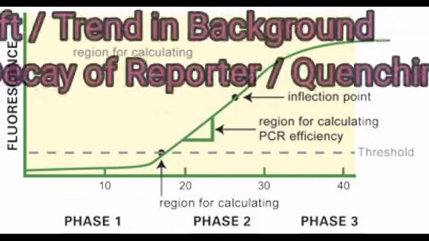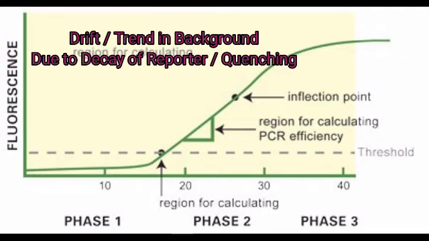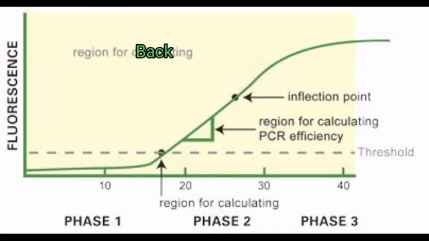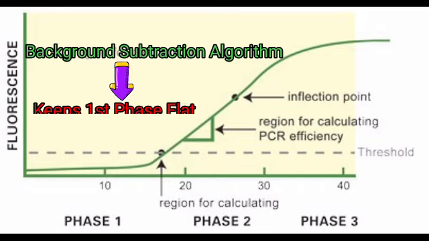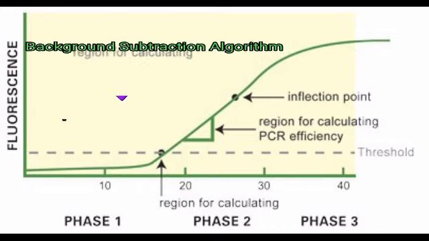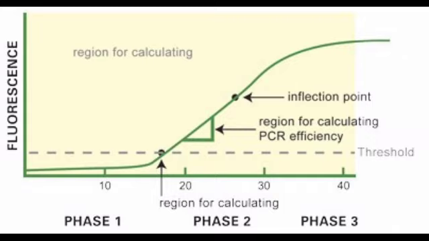Any small drift trend in the background noise is assumed to be due to changes in the fluorophores themselves, such as decay of reporters or quenching due to thermal cycling. Background subtraction algorithms generally act to ensure this early phase of the amplification curve thus looks flat. Some even go so far as to actually correct for any trends in signal detected in this stage, adding or subtracting this amount to flatten the early curve region.